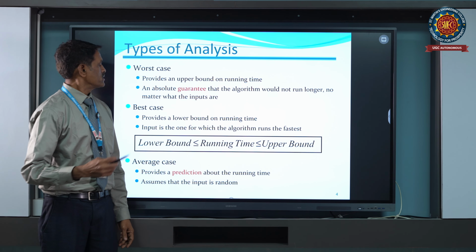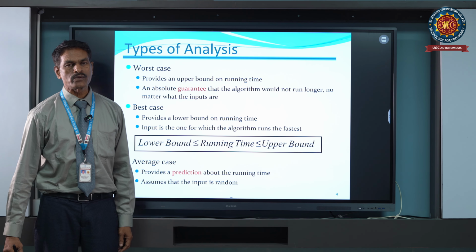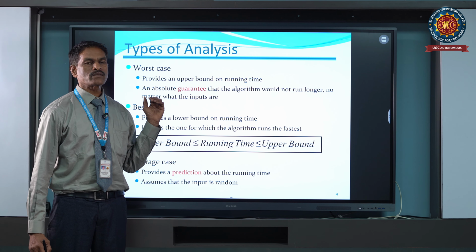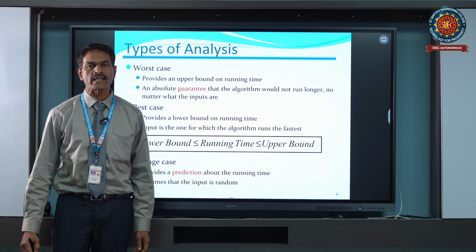Here there are 3 parameters of the time complexity: the worst case, best case, and average case.